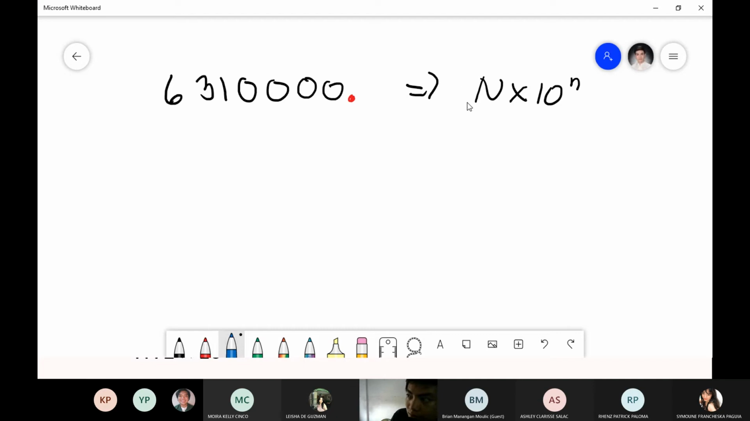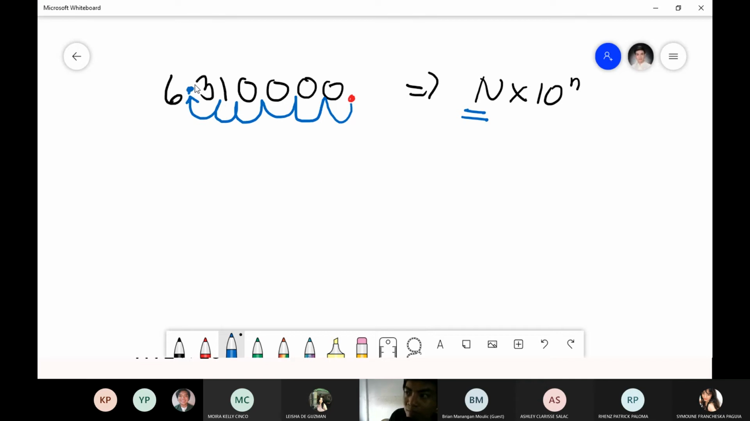Okay, so the goal is I want to create the integer. Kailangan yung integer ko ay within 1 to 9. Move tayo. Pwede na ba yan? Hindi. Hindi siya pwede. Urong ka pa. Pag dito, hindi pa rin pwede. Dito, hindi pa rin pwede. 631. Dito, hindi pa rin pwede. 63.1 yan. Dito, pwede na.